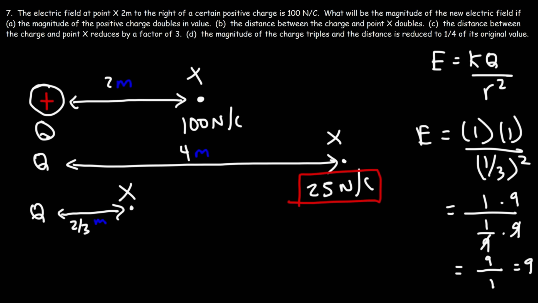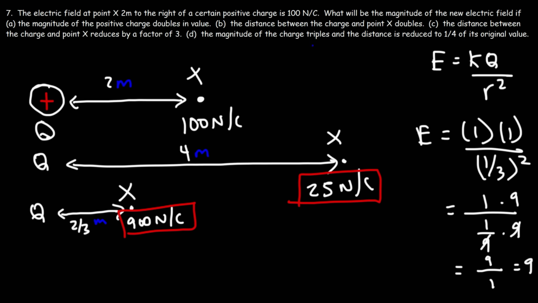So the electric field is going to increase by a factor of 9. 100 times 9 is 900. So as you can see, as we get closer to the point charge, the magnitude of the electric field greatly increases.